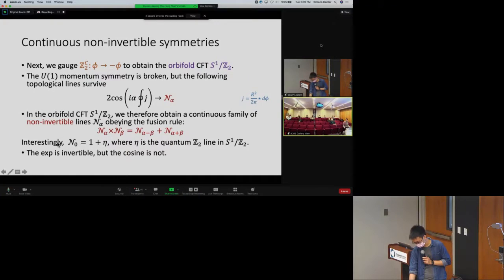There's an interesting point that was made in this paper, that when the angle is 0, naively you would think the cosine line just gives you 2 copies of the trivial line. But it's actually not true in the orbifold theory. It's 1 plus eta, where eta is the quantum Z2 in the S1 mod Z2 orbifold theory. So let me remind you that in 1+1D CFT, if you gauge a Z2 global symmetry, in the orbifold theory, there will be a quantum or dual or orbifold Z2 symmetry. You can think about it as an emergent Z2 symmetry in the orbifold theory. And this eta is the quantum Z2 of the orbifold theory.